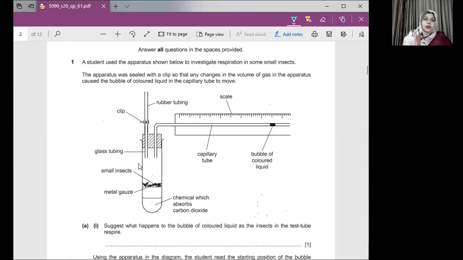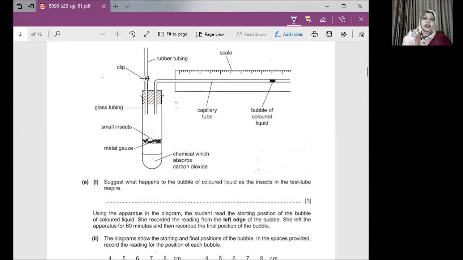A student used the apparatus shown below to investigate respiration in some small insects. The apparatus was sealed with the clip so that any changes in the volume of a gas in the apparatus cause the bubble of a colored liquid in the capillary tube to move. Here they are showing the apparatus. In this one, a substance is there that is responsible to absorb carbon dioxide on a wire gauze. Small insects are there. The one end is completely sealed with a clip. The other end has a capillary tube that has a colored liquid with the ruler.